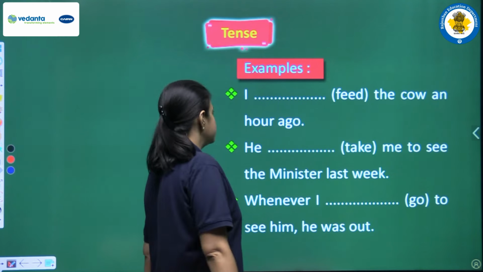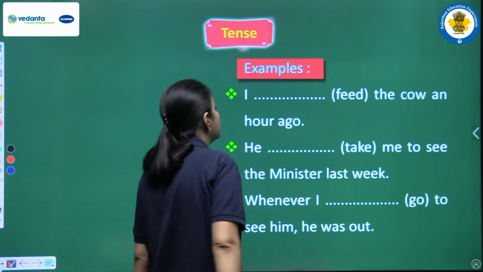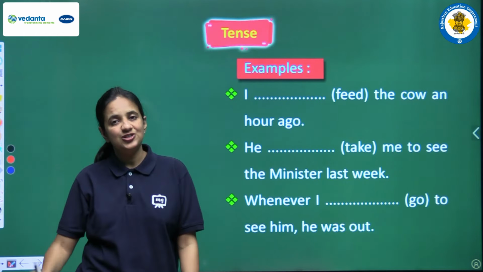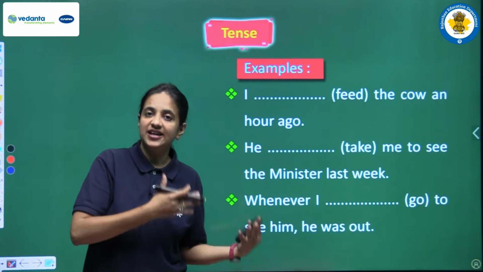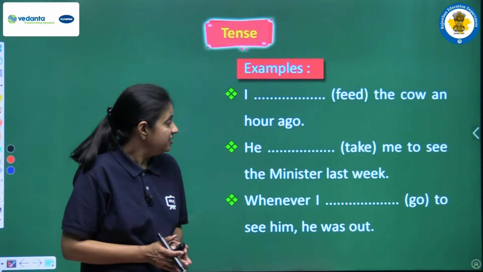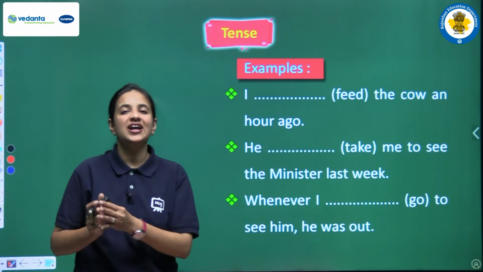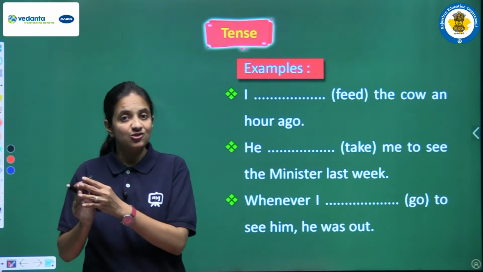So let's read the first one. The first sentence is, I feed the cow an hour ago. Students, first of all, as I always say, just concentrate on what kind of sentence we are having here. This is a positive sentence, right? And in a positive sentence we all know that in past simple tense, the helping verb that we are having, did, will be hidden.